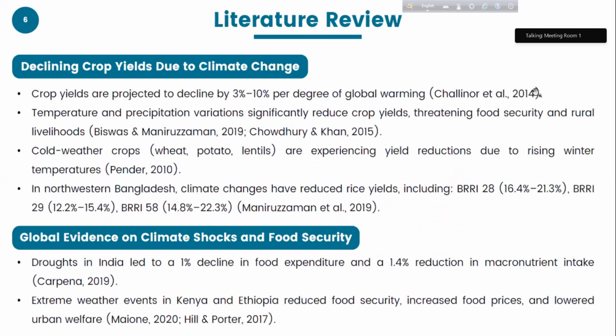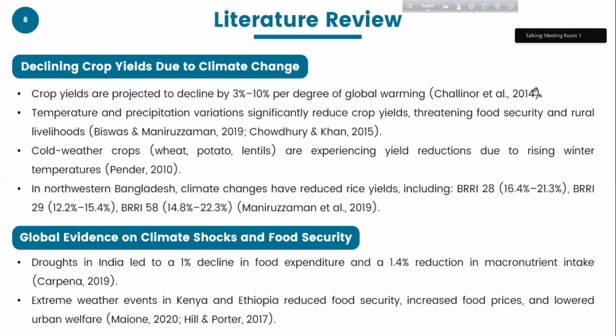This is a bit of the literature review I have done. I will not be going through all of it due to time shortage. This is about declining crop yields due to climate change. In northwestern Bangladesh, climate change has reduced rice yields, including BD28, BD29, and BD58, according to a 2019 published paper.